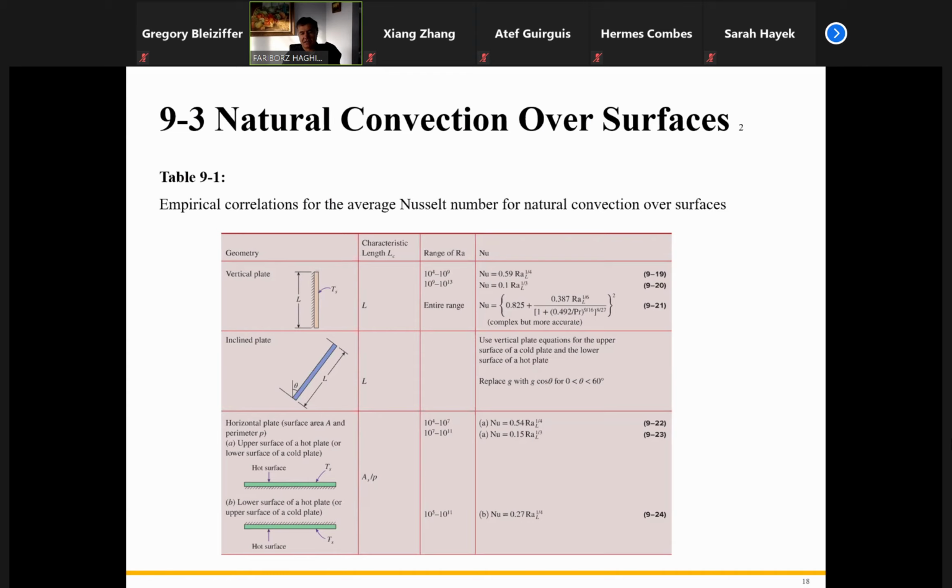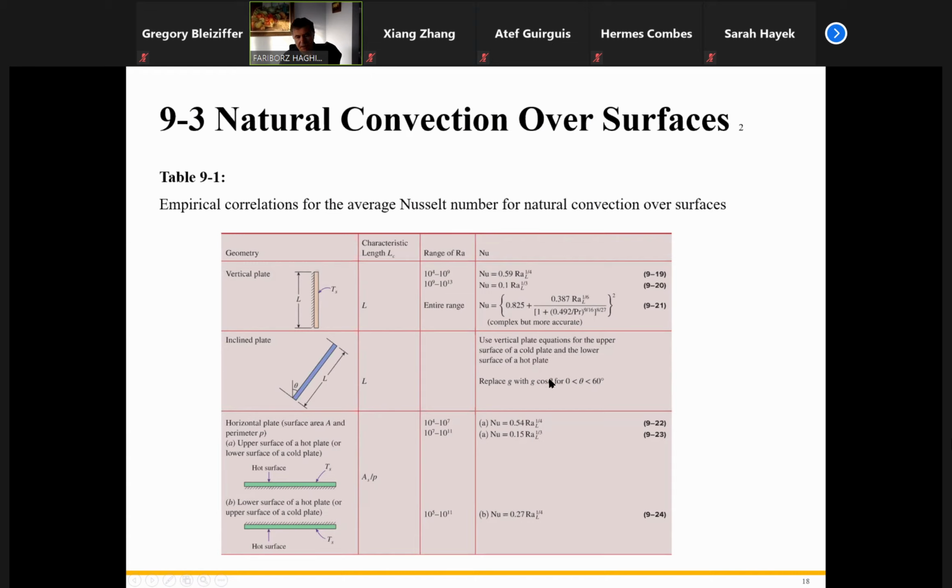Again, we have to look at it case by case. It mentions the upper surface of a hot plate or the lower surface of a cold plate, lower surface of a hot plate or upper surface. Therefore, you have to find out which scenario you're dealing with. First read the problem, understand the physical phenomena, and then calculate your Rayleigh number. The Rayleigh number is simply the Grashof number times the Prandtl number. Find which range it falls in, then use the appropriate correlation.